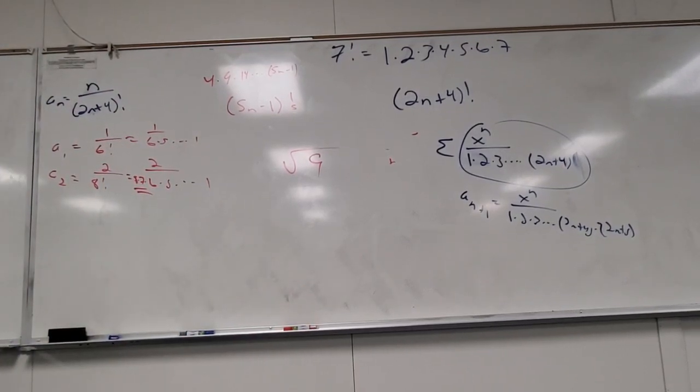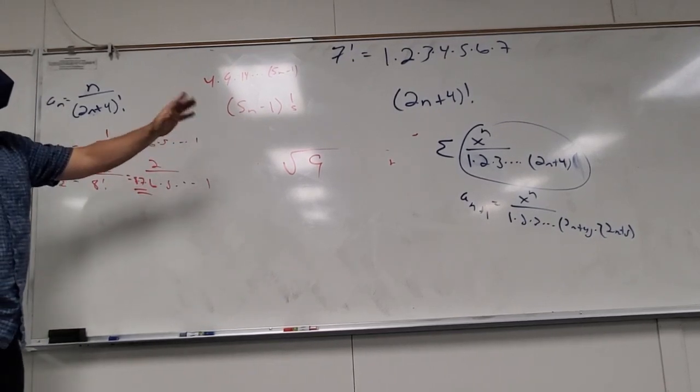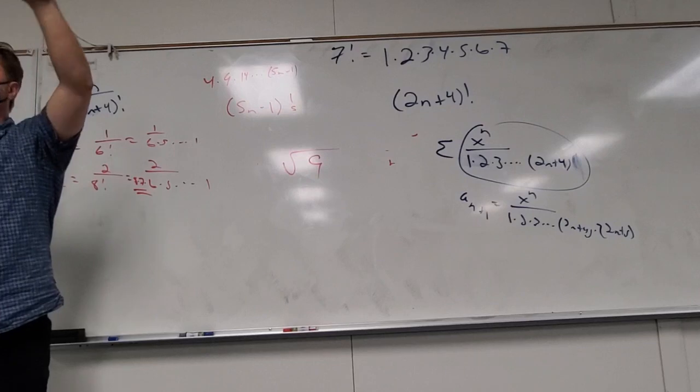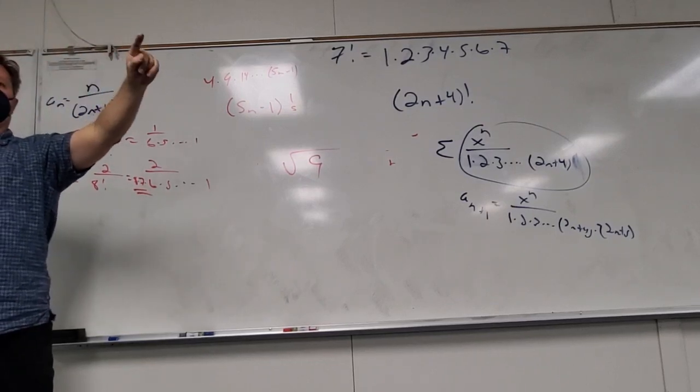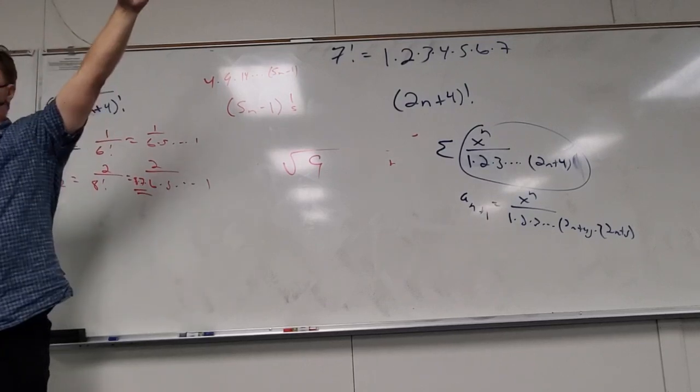Does that make more sense? The unfortunate thing is if you do have something built like 4 times 9 times 14, you just have to write it all out. The fortunate thing is a lot of it's going to cancel when you do the ratio.